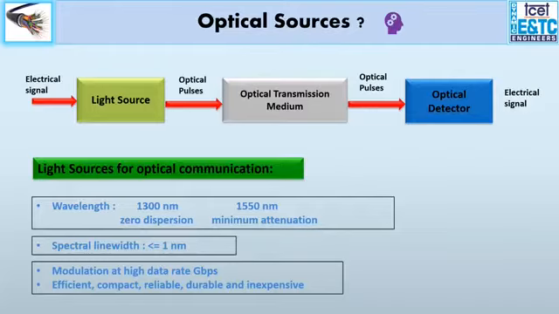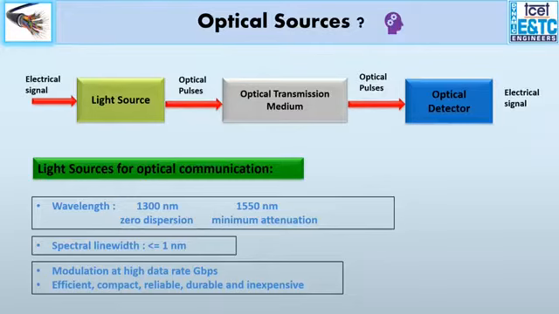So today the whole focus will be on a light source, a device which can convert an electrical signal into an optical pulse. Now, what should be the characteristics of a light source? Definitely, it has to give us light at the wavelength which we want to transmit. So, a light source should be such that it gives us the low dispersion and minimum attenuation wavelengths.